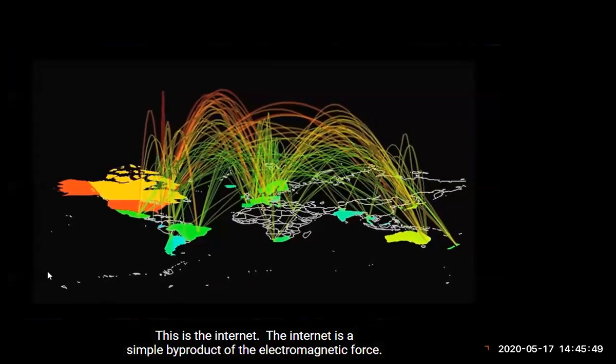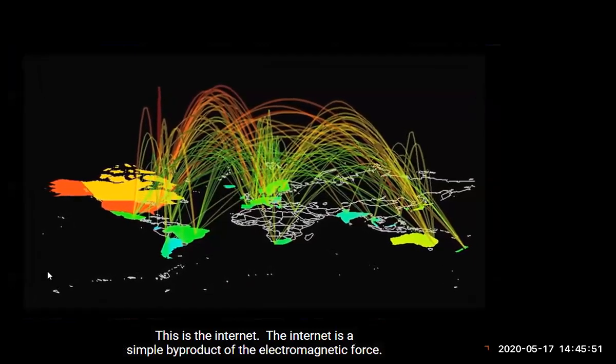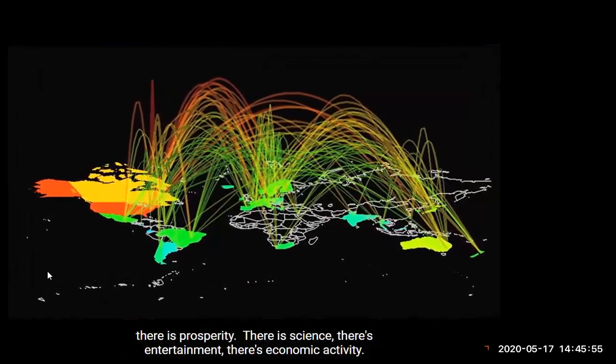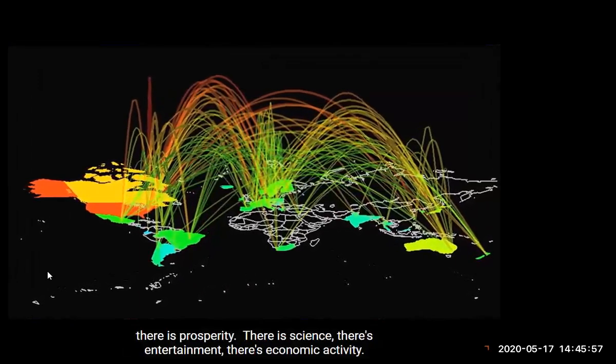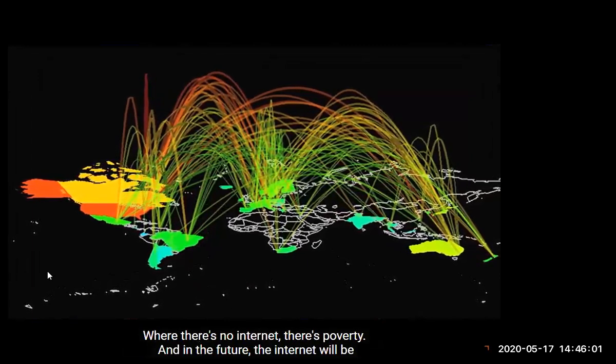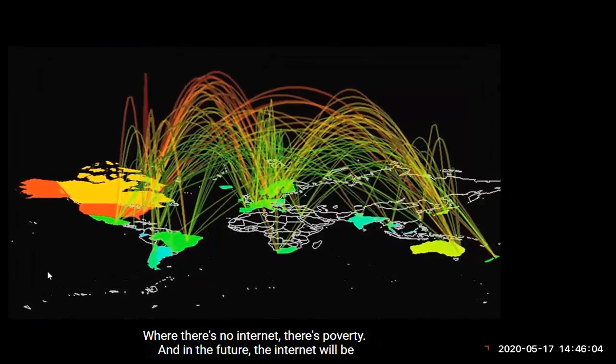This is the internet. The internet is a simple byproduct of the electromagnetic force, and you can see that where there is the internet, there's prosperity, there's science, there's entertainment, there's economic activity. Where there's no internet, there's poverty.